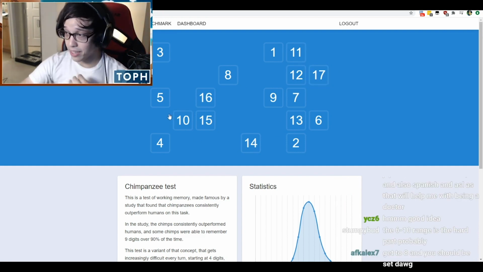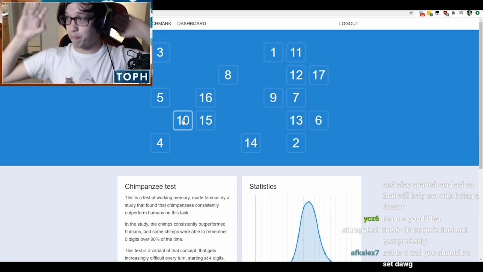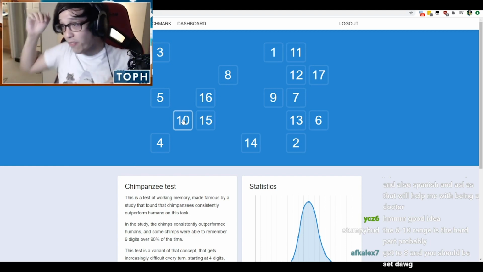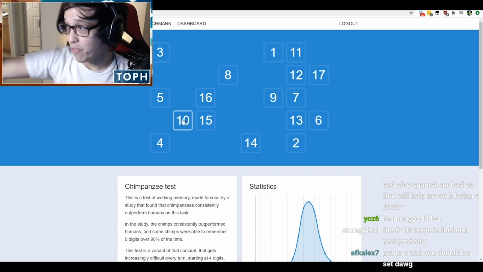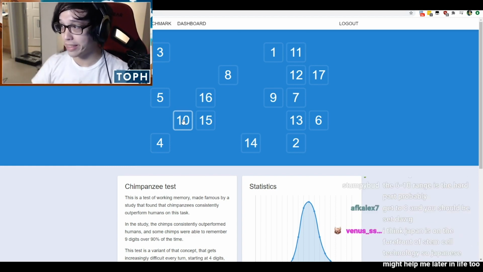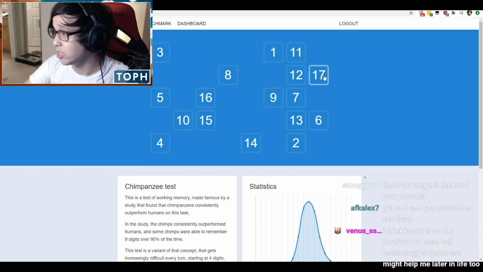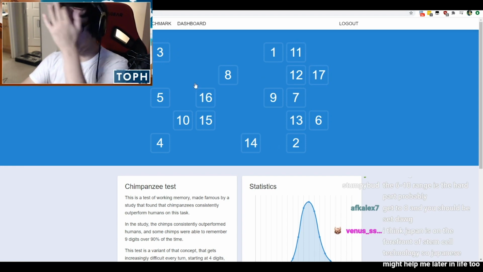I gotta get 10 too. 10's kind of, okay. 10 is gonna be the one. 10 is the barrier here. 10 is the one that's on its lonesome. If I can get up to 10, I'm good. I think 11 through 17, literally, I'm just doing the loop to loop method. I do gotta remember that 17's on the outside. So it's just 1, 2. Okay, I got this.